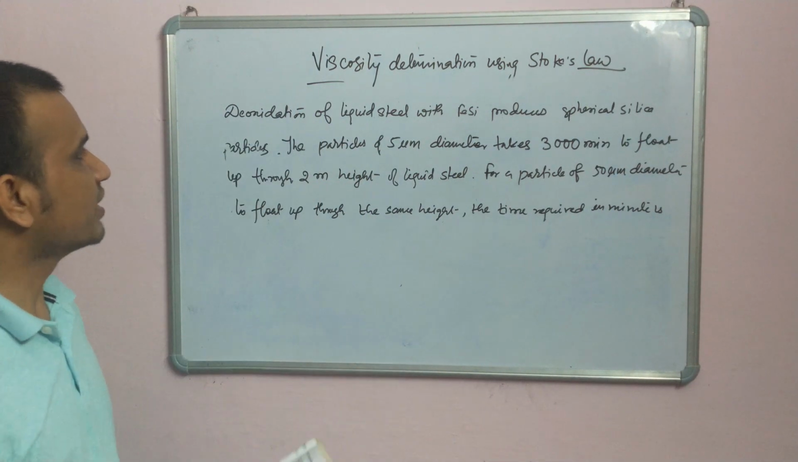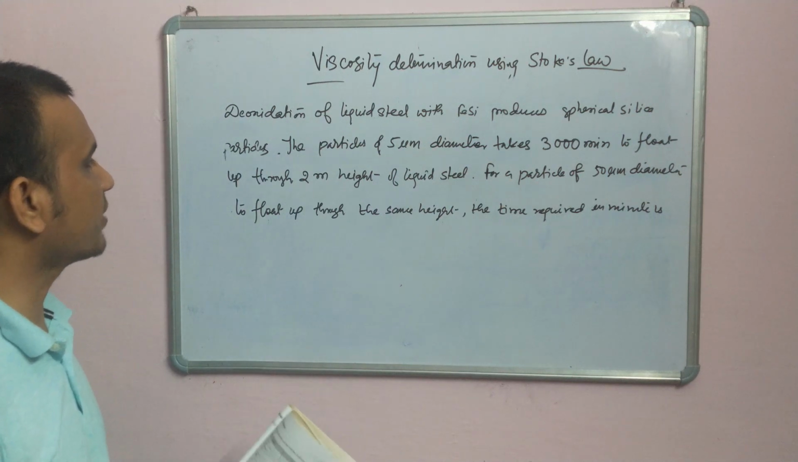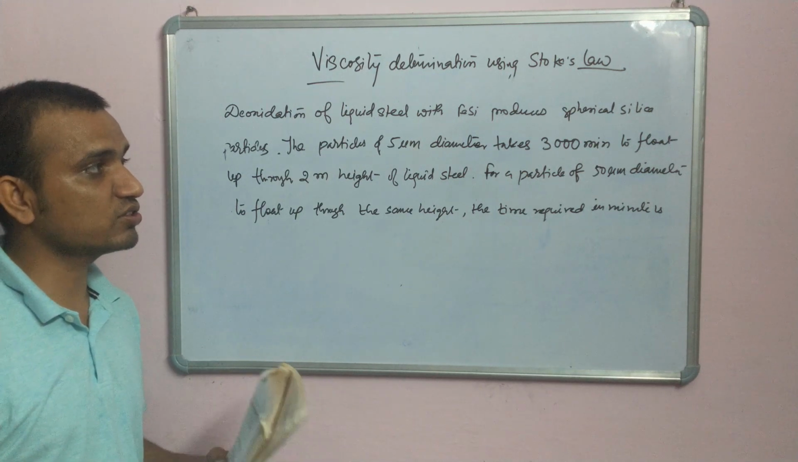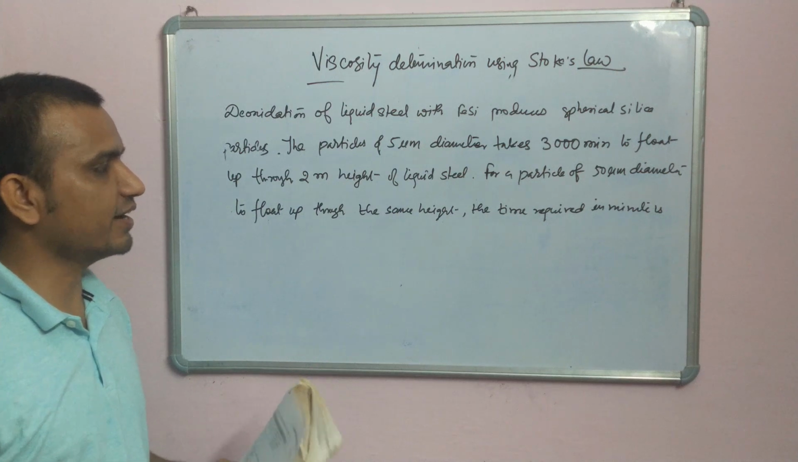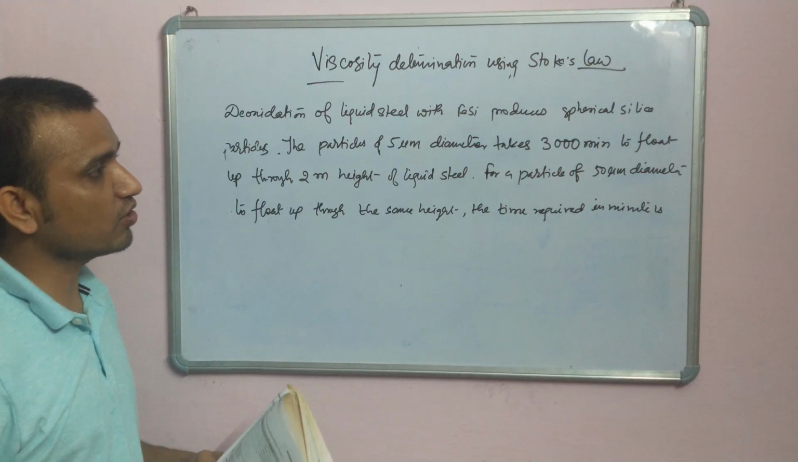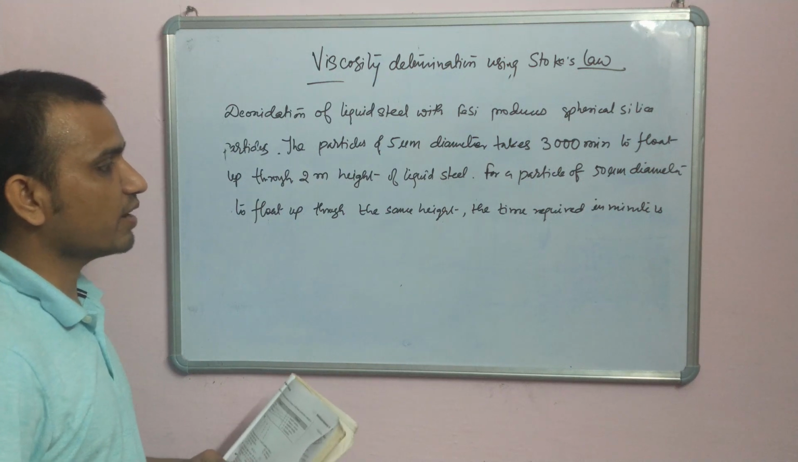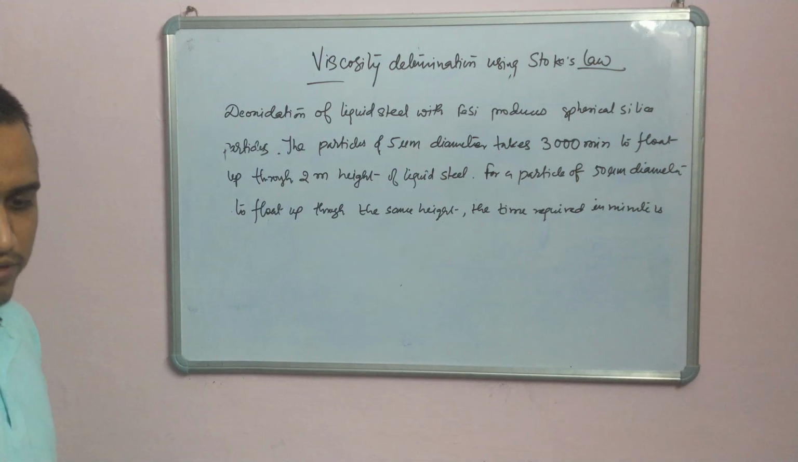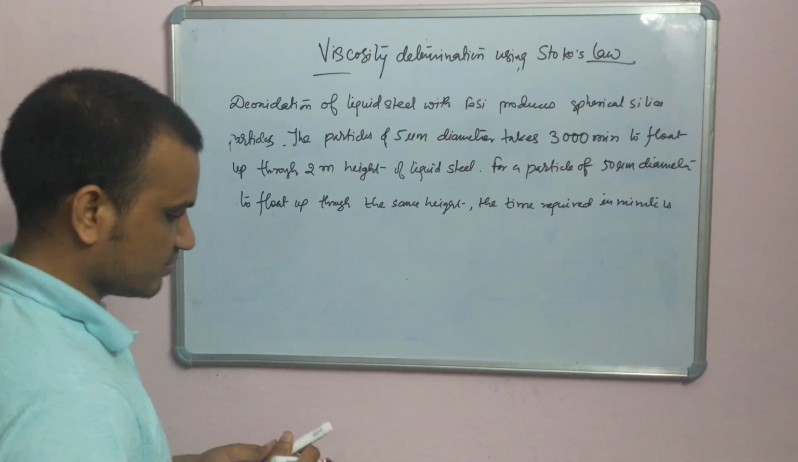This is the question. Deoxidation of liquid steel with ferrosilicon produces spherical silica particles. The particles of 5 micrometer diameter take 3000 minutes to float up through 2 meter height of liquid steel. For a particle of 50 micrometer diameter to float up through the same height, the time required in minutes is? Okay, so this is a problem related to the same concept which we have discussed.